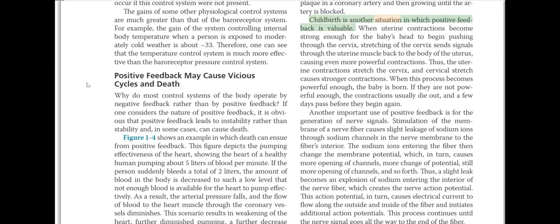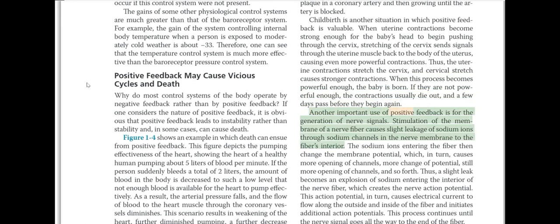Childbirth is another situation in which positive feedback is valuable. When uterine contractions become strong enough for the baby's head to begin pushing through the cervix, stretching of the cervix sends signals through the uterine muscle back to the body of the uterus, causing even more powerful contractions. Thus, the uterine contractions stretch the cervix, and cervical stretch causes stronger contractions. When this process becomes powerful enough, the baby is born. If they are not powerful enough, the contractions usually die out, and a few days pass before they begin again.